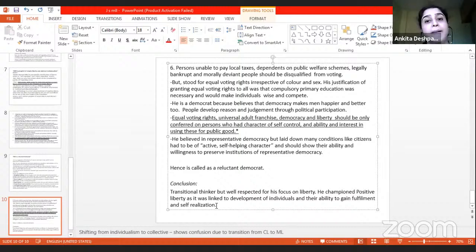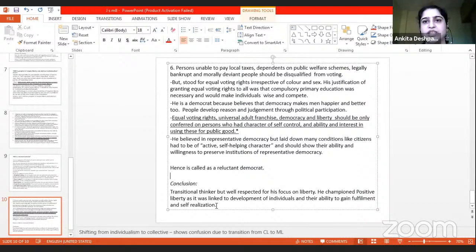And what is negative liberty? Negative liberty simplistically means a negative role of a state. When I'm telling a state, do not interfere in economic activities, do not interfere in private activities, so when I give a negative role to a state, not interfering, non-intervention, that is the negative liberty concept. Positive is when I'm giving a positive role to a state. So what is a positive role?